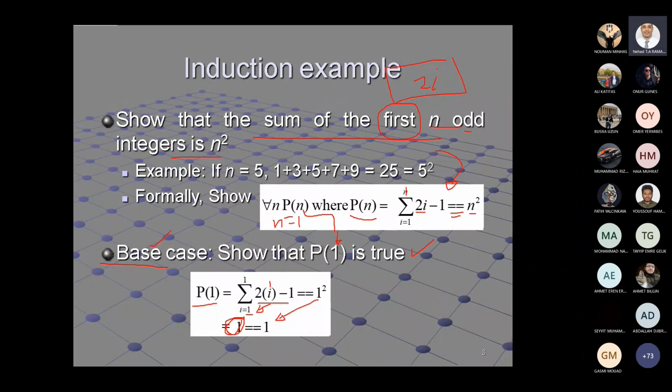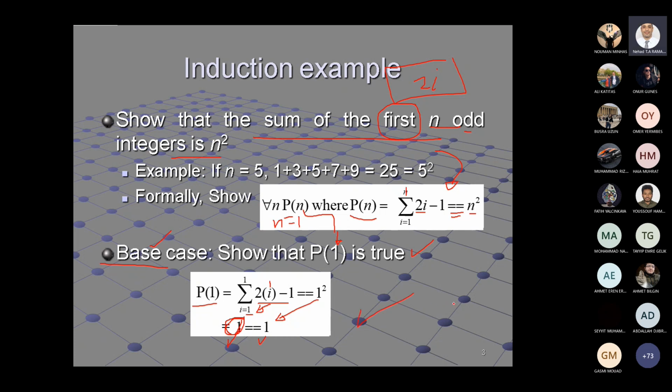Right side, 1 to power 2, or 1 squared, it's 1. So left side 1, right side 1. So the base case is true.